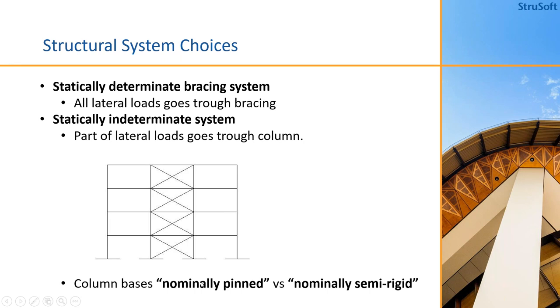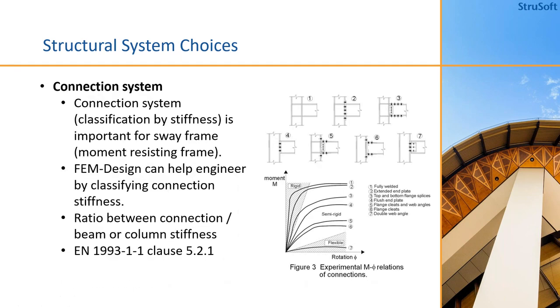And okay, we talk more about what is nominally pinned and nominally semi-rigid connections, because just by looking at the connection, it's really difficult to tell. According to the Eurocode, users always classify or choose the connection system before they start to design the bracings. Let's see, you have different types of connections: type 1, type 2, type 3. Usually types 4 or 7 are pinned connections. Usually you don't even have to calculate to know that this is a pinned connection.